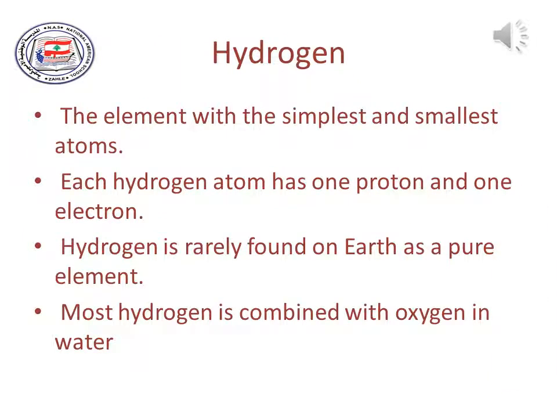Hydrogen. It is the element with the simplest and smallest atoms. Each hydrogen atom has 1 proton and 1 electron, and some hydrogen atoms also have neutrons. Hydrogen is rarely found on Earth as a pure element. Most hydrogen is combined with oxygen in water, H2O.